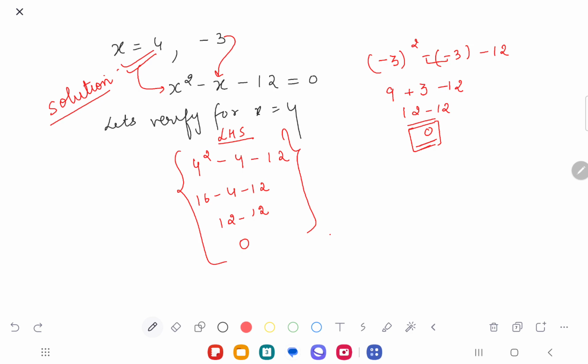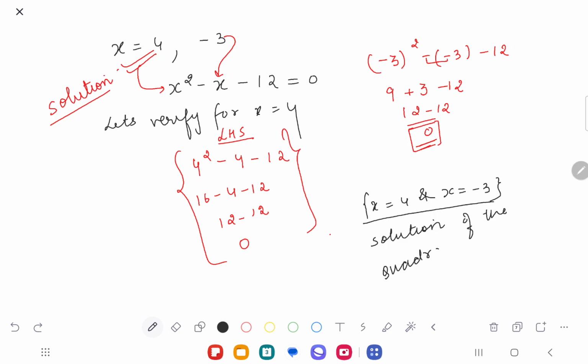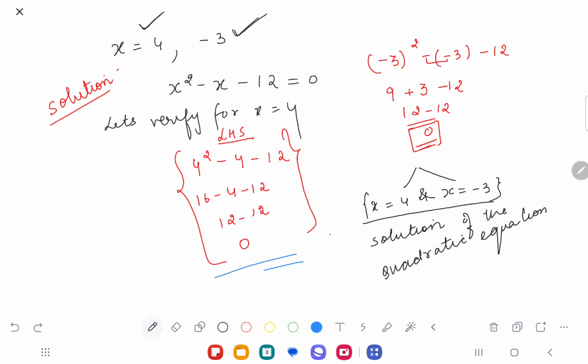So can I say that x equals to 4 and x equals to minus 3 is the solution of the quadratic equation? So you understand the degree of the quadratic equation was 2, so we had two values of x. One value of x is x equals to 4, and one value of x is x equals to minus 3. Both of them are going to make the value LHS equals to RHS. Understood or not? That's how it is actually going to work.